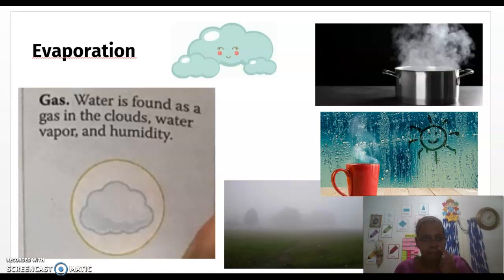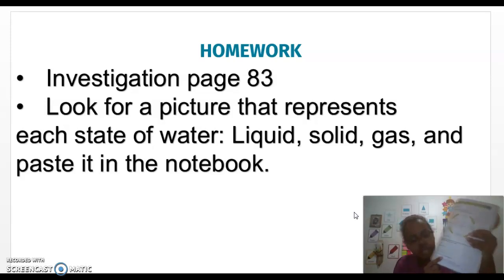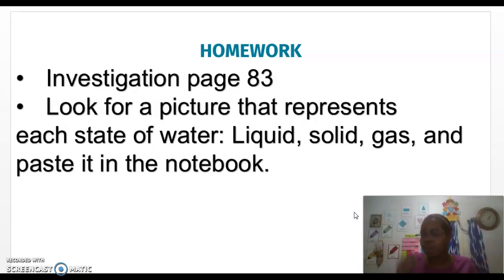Now your homework. Copy this part also, and now your homework. Investigation, page 83. In your book, page 83, in activity number 3, you have 2 different questions. You're going to write those questions in your notebook and answer them. Also, you're going to look for a picture that represents each state of the water: liquid, solid, and gas, and paste it in your notebook.